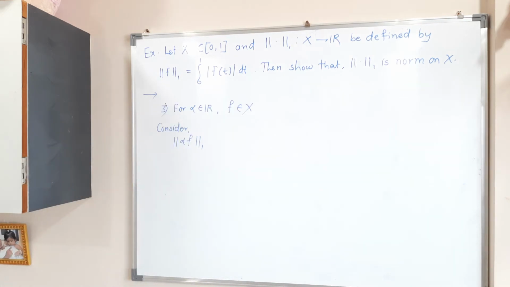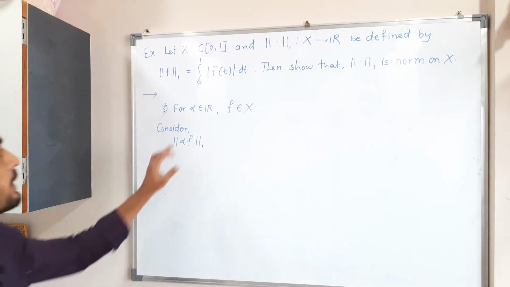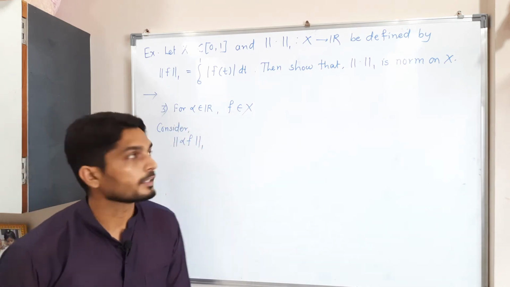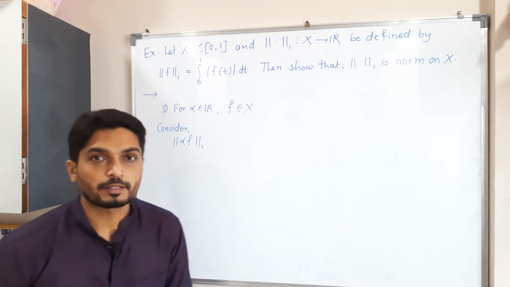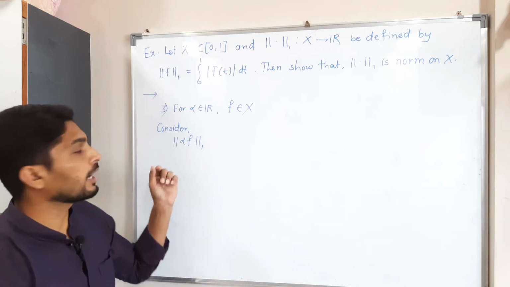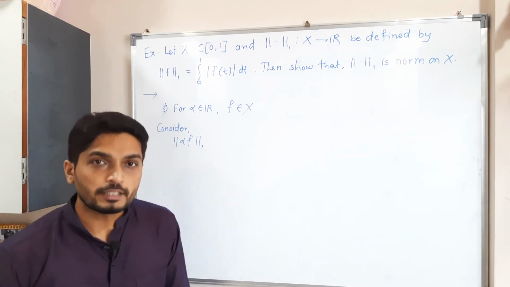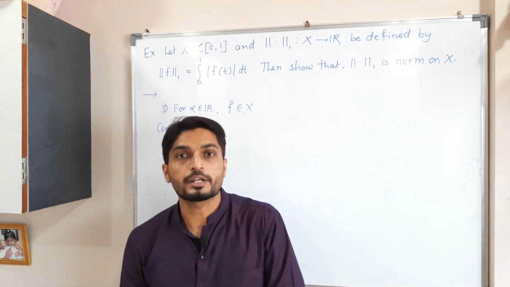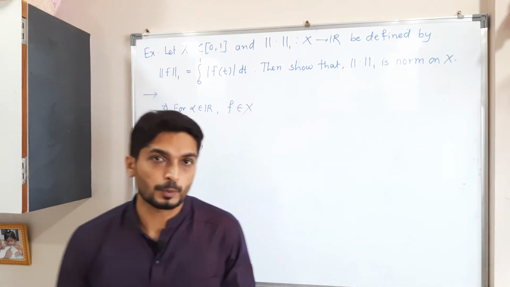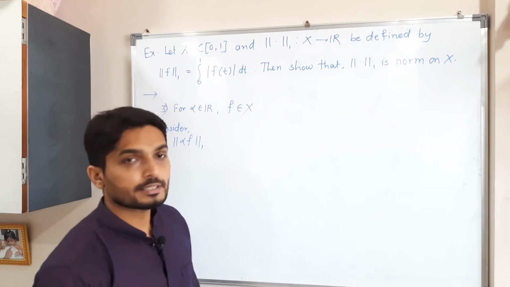Okay, so let us continue. This is our third property. In the third property we want alpha, alpha I have taken, and f, f I have taken. We start with norm of alpha f. Finally, we should be able to take that alpha outside with a mod. Then we can say the third property will be satisfied. So let us start to do.